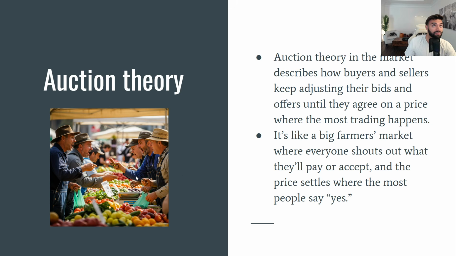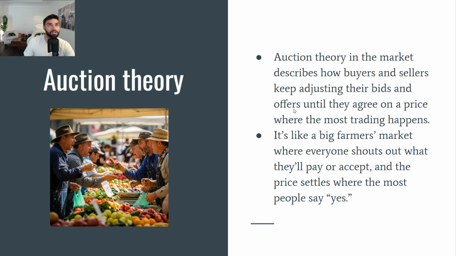So to do that, we have to understand the auction, understand what the market actually is, right? So it's the auction theory. It describes how buyers and sellers keep adjusting their bids and offers until they agree on a specific price, where the most trading happens, right? Volume is everything. A good analogy is a big farmer's market where everybody shouts out what they'll pay or accept, and the price will settle when most people say yes, when most people agree on price, which is why we have balanced ranges, is when the price will actually settle.